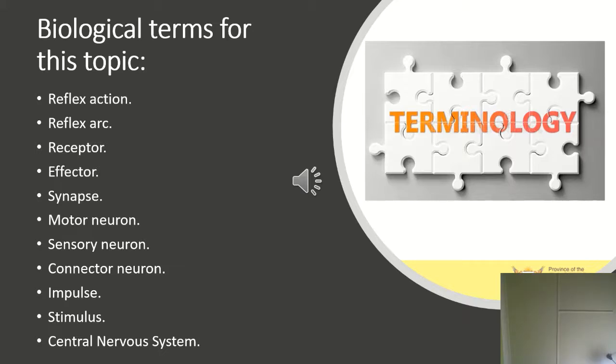Now, for this one particularly, you need to know how to define reflex action, reflex arc, receptor, effector, synapse, motor neuron, sensory neuron, connector neuron, impulse, stimulus, central nervous system. And of course, according to the examination guidelines, you need to distinguish between reflex action and reflex arc.